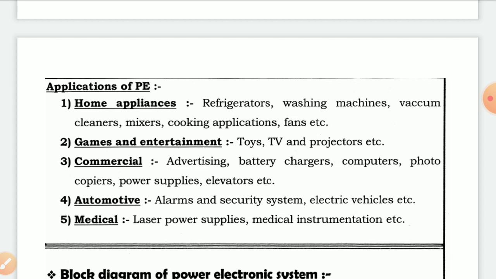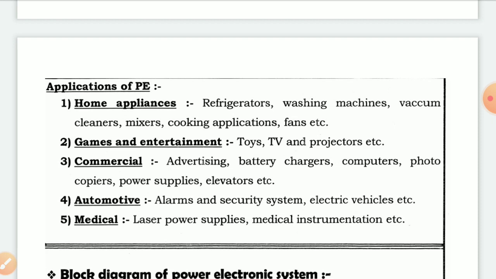Where exactly in home appliances? If you are using a refrigerator, you find a power electronic device there. If you are using a washing machine, you'll find a power electronic device. Vacuum cleaners, mixers, cooking applications, fans, etc. In almost all such devices there is an application of power electronics.